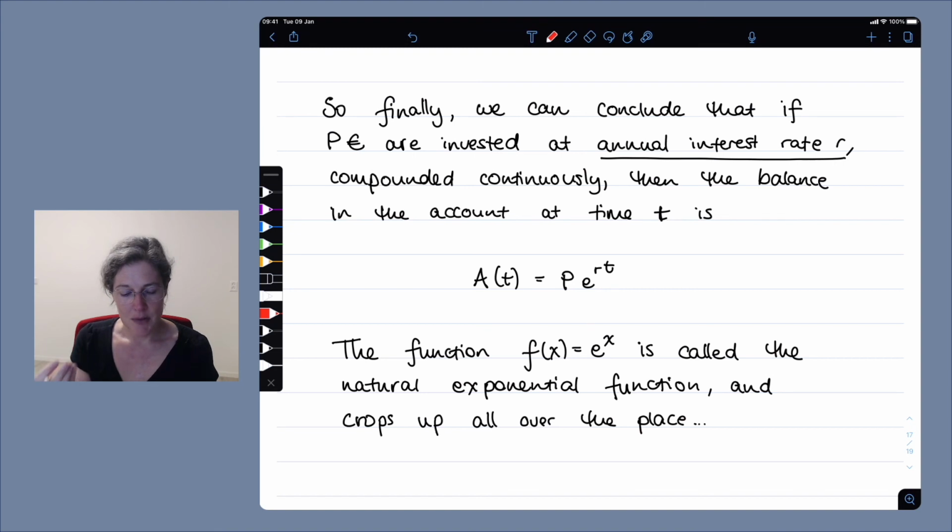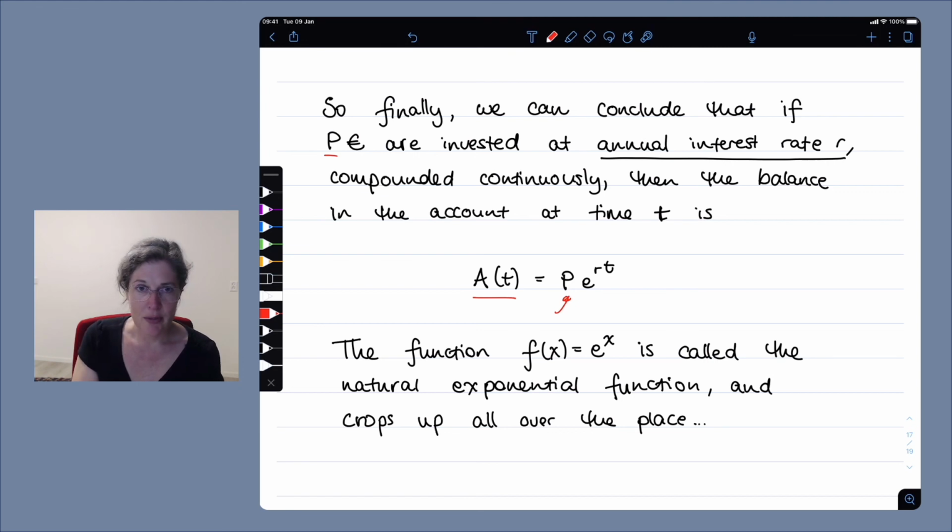After that little diversion, let's summarize what all of that was leading towards. If you invest P euros at some annual interest rate r, and you're compounding continuously, then the amount you have in your account at time t is given by your initial investment times e^(rt). So it's an exponential.